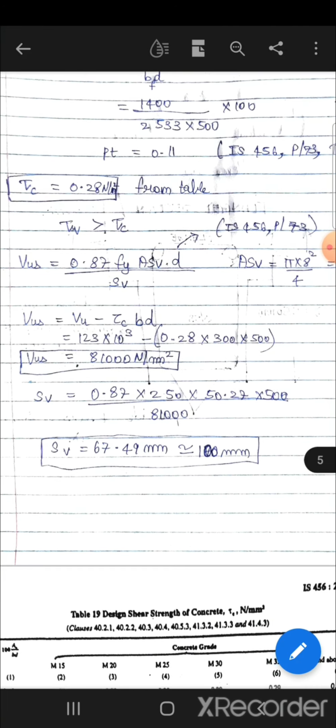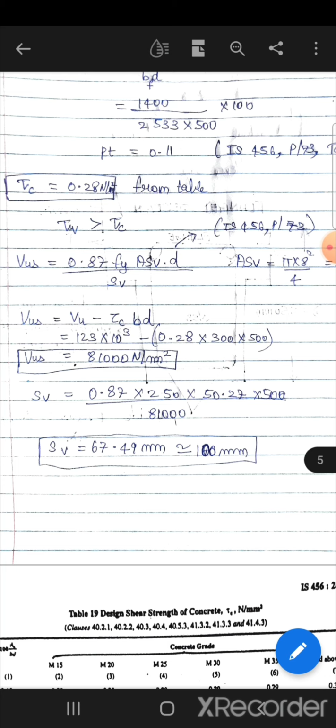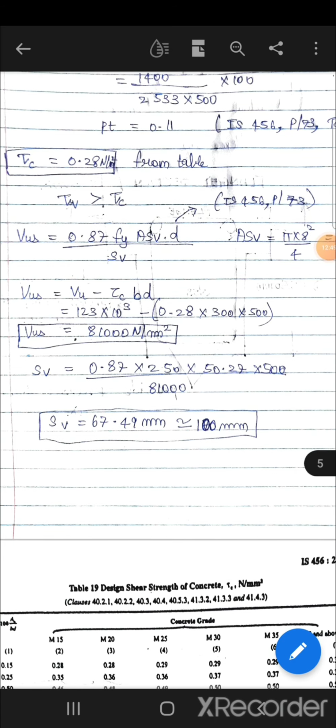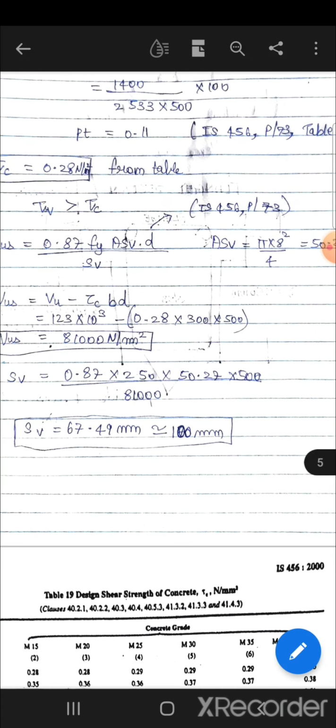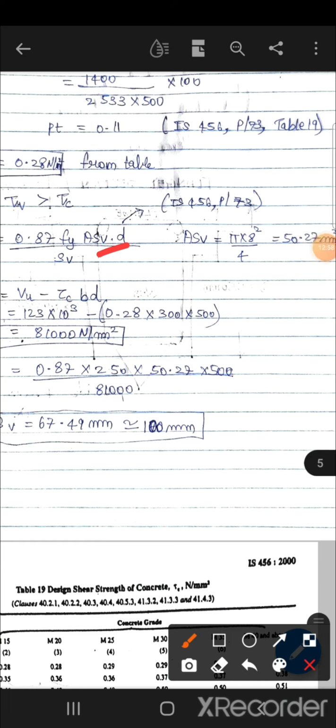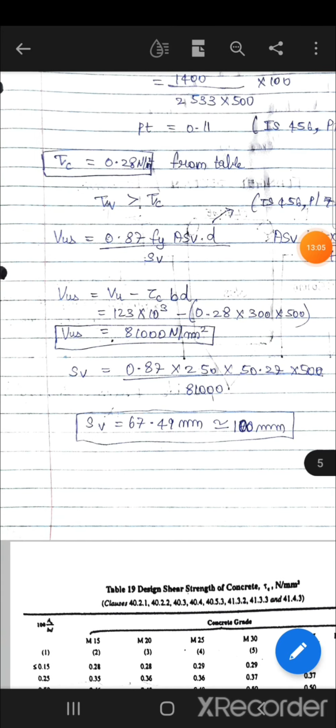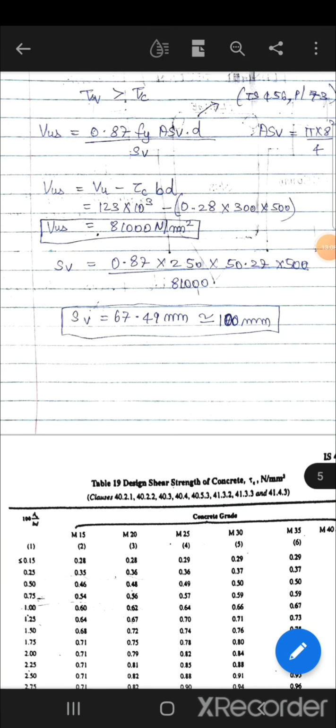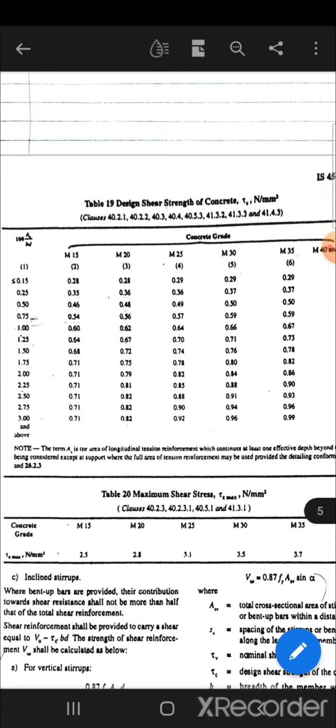So the formula is being calculated to find the spacing. Asv formula is pi d square by 4. So d is 8 mm dia, the answer is 50.27. Calculating in the Vus formula, we get spacing 67.49, which is rounded as 100 mm.